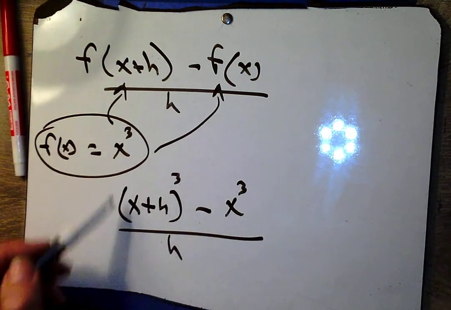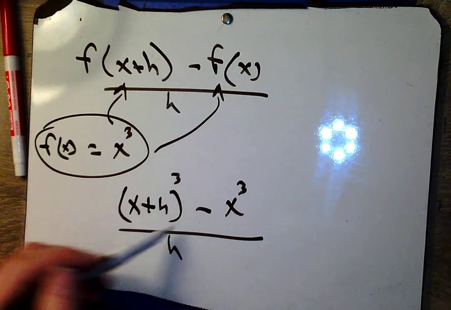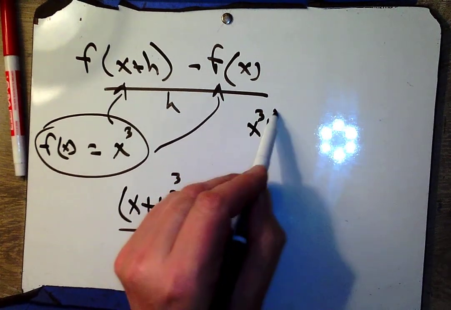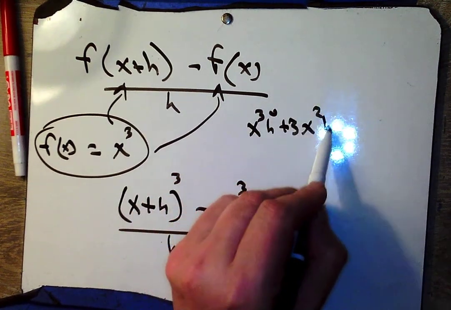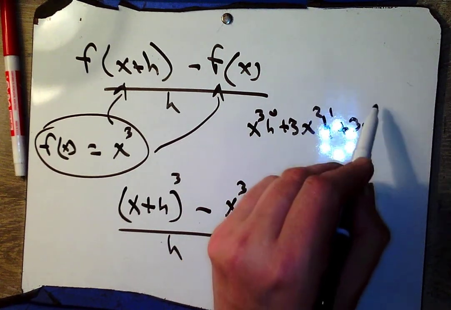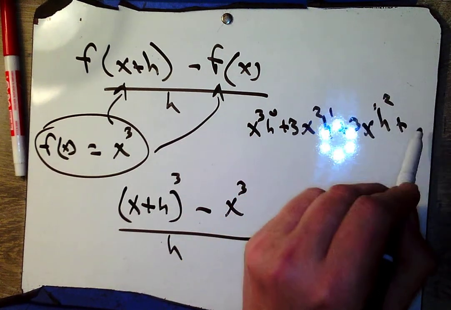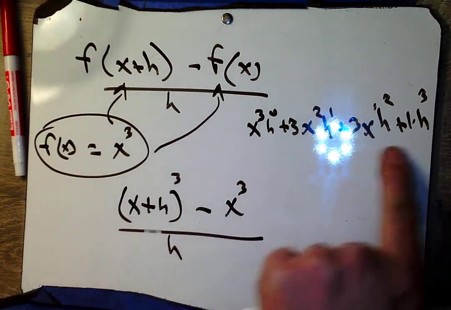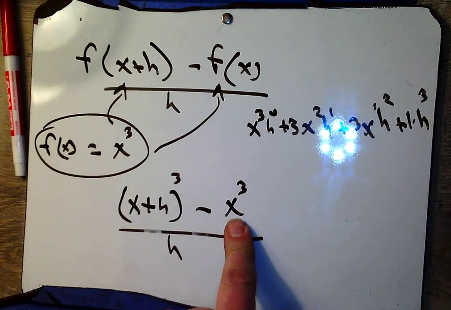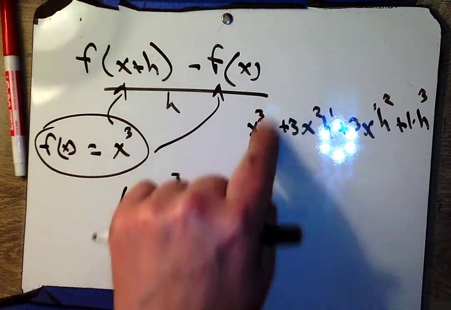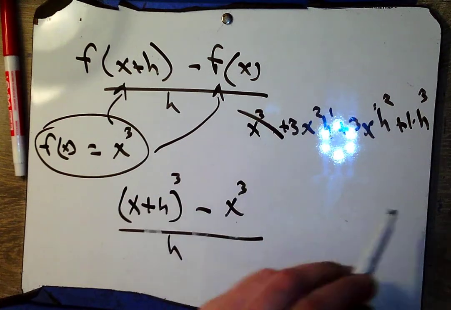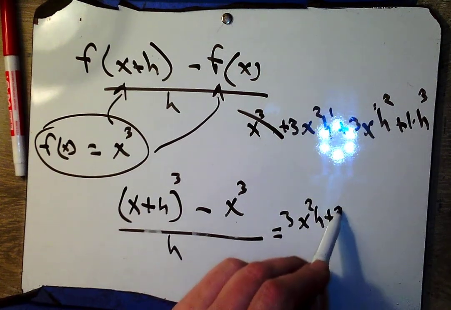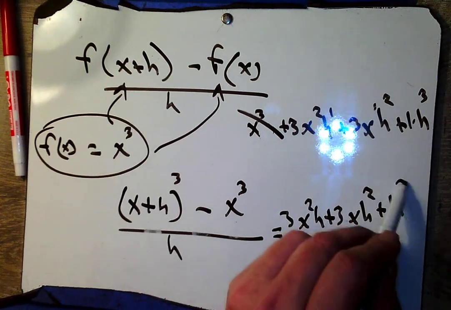Well, that used to be quite a trauma for you to FOIL that out. Now you should be able to say, okay, x to the third, h to the 0, plus 3x squared h to the first, plus 3x to the first h squared, plus 1 times h to the third. If I expand this, there it is. And now I'm subtracting x to the third. Oh, well, that's my x to the third. So that goes away. And I'm left with 3x squared h plus 3x h squared plus h to the third all over h.